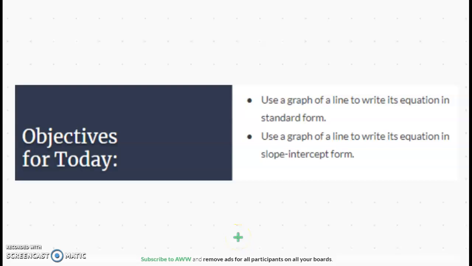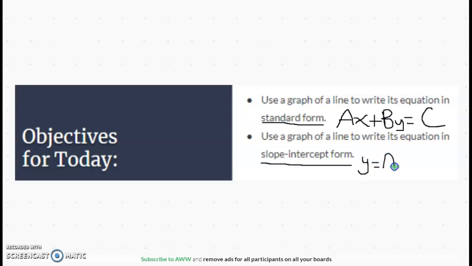Alright, today we're going to want to accomplish a couple things. We want to use a graph of a line to write its equation in standard form. We also want to use a graph to write its equation in slope-intercept form. If you remember, standard form looks like this: ax plus by equals c. Slope-intercept form looks like this: y equals mx plus b.